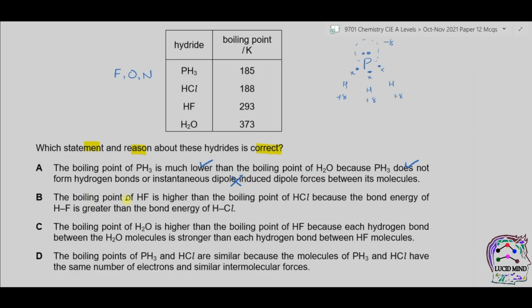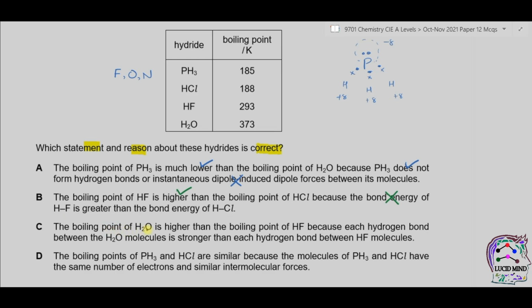Part B, the boiling point of HF is higher than the boiling point of HCl. Let's see this one. HF is higher than HCl because the bond energy of HF is greater than the bond energy of HCl. Now boiling point does not depend on bond energy, it depends on the intermolecular forces of attraction. So therefore this is incorrect.